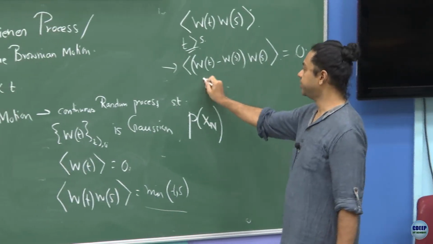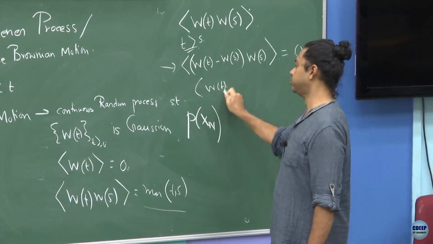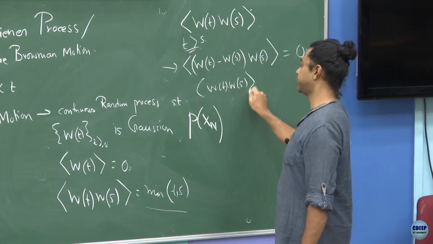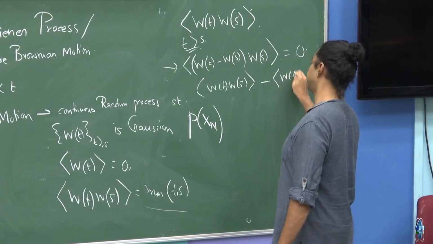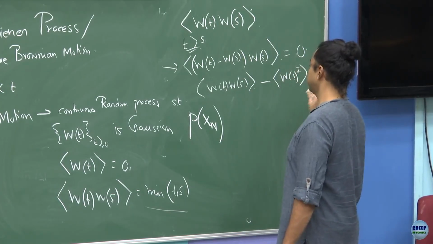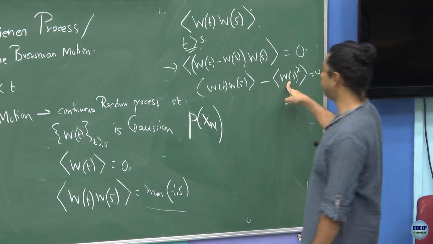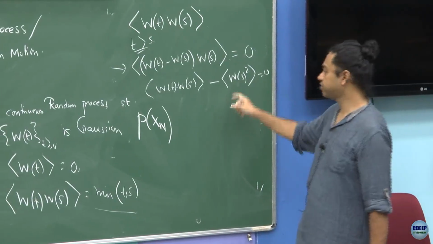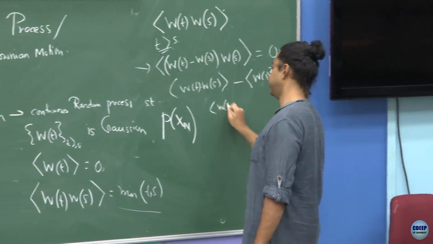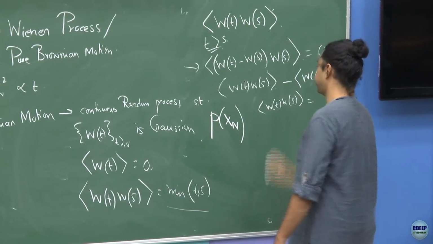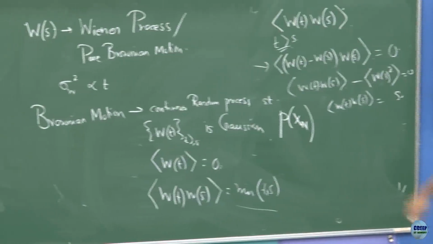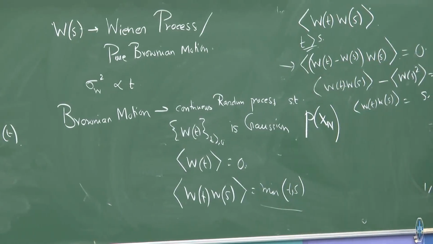And now I can break this. So, now this gives me expectation of Wt Ws minus Ws whole square, which is 0, but this I know is s because this is a Wiener process. So, therefore, W t W s is s in this case, if t was greater than s.